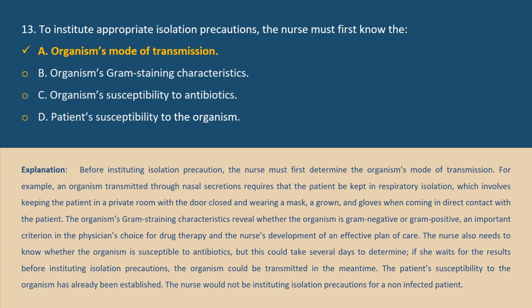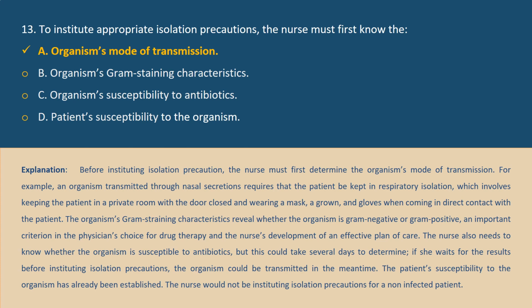Answer A. Explanation. Before instituting isolation precautions, the nurse must first determine the organism's mode of transmission. For example, an organism transmitted through nasal secretions requires that the patient be kept in respiratory isolation, which involves keeping the patient in a private room with the door closed and wearing a mask, a gown, and gloves when coming in direct contact with the patient.